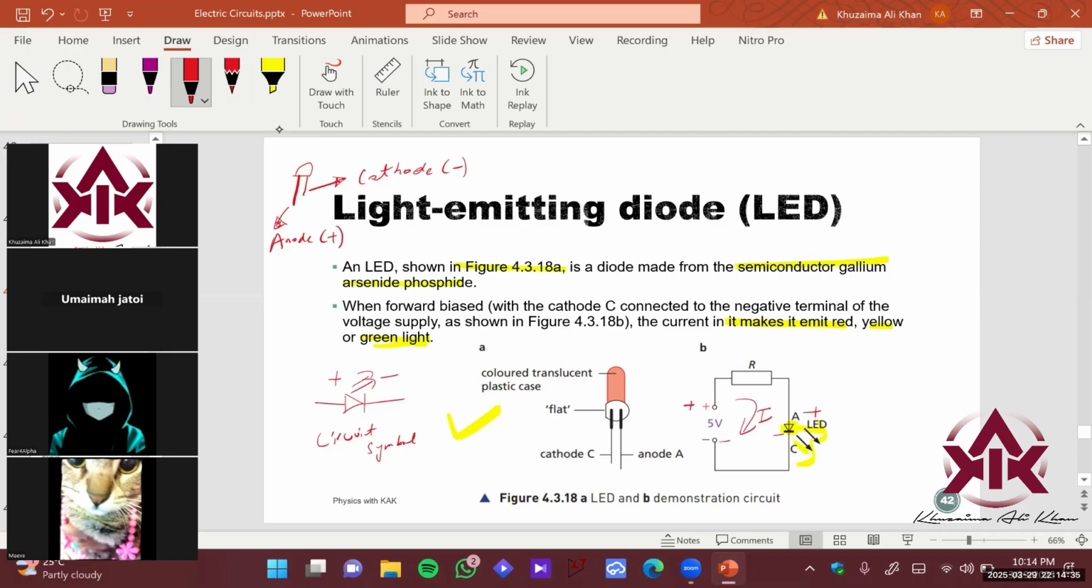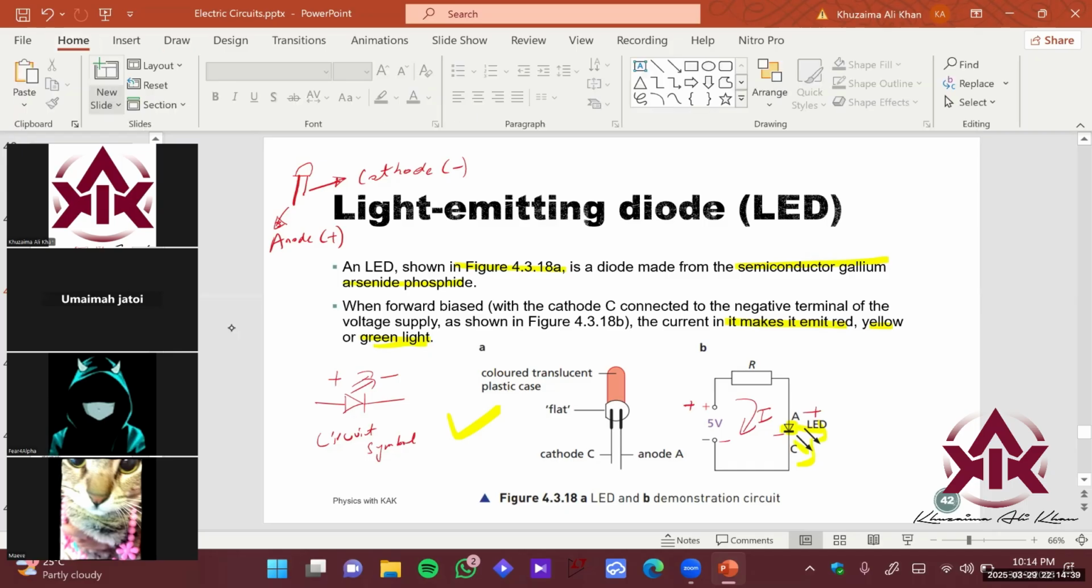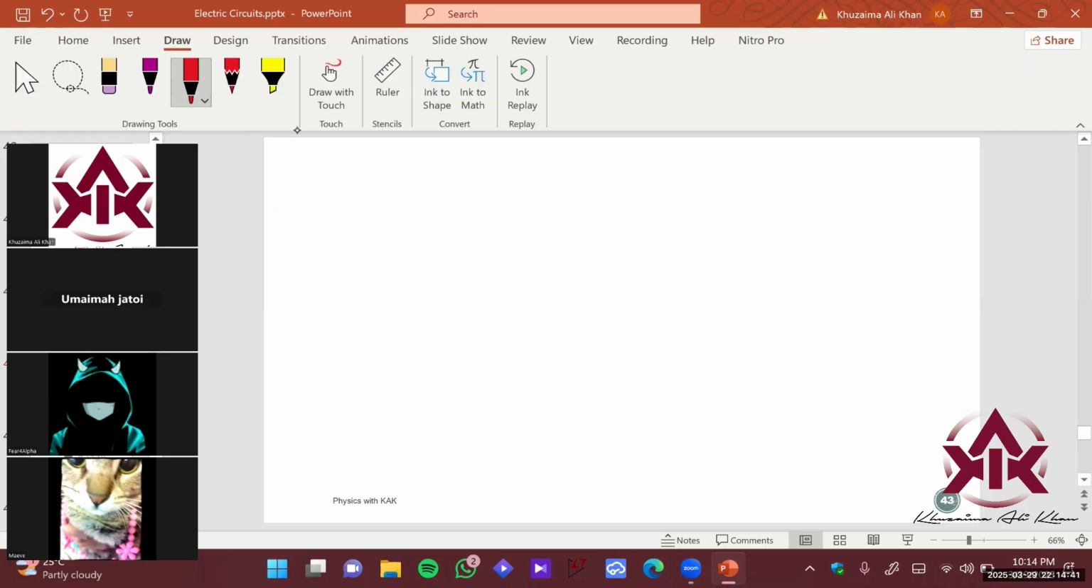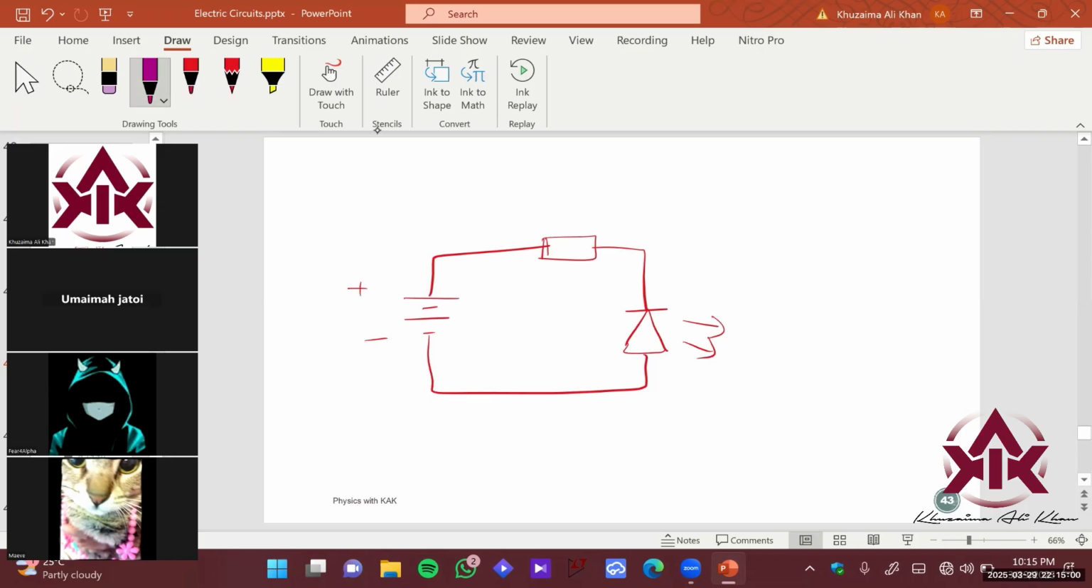If it is connected vice versa, opposite, let's say it is connected like this: this is the battery here, this is the positive, this is the negative. Let's say this is a resistor for protecting the LED. If you connect it like this, and this is the symbol of your LED. This is the LED here, and this is the resistor for controlling the amount of current.